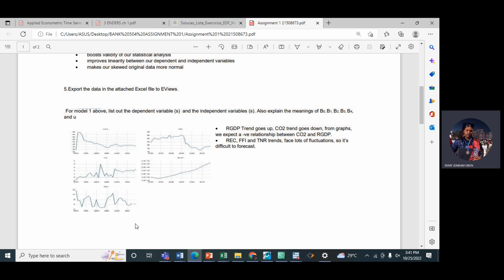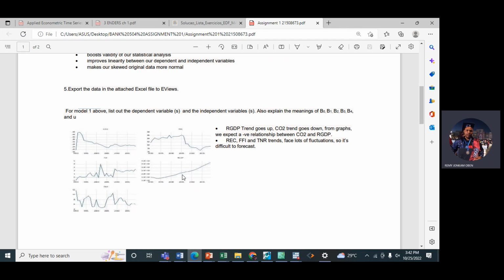So you interpret it like that individually for all of the graphs, and then you need to also say how each of them is affecting the dependent variable. Of course our dependent variable is carbon dioxide, and it is going down on average. This one, GDP, is going up on average. So you discover that carbon dioxide and GDP, one is going up, the other one is going down. So it's a negative relationship.